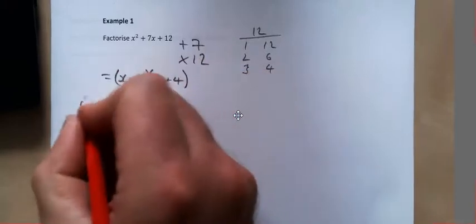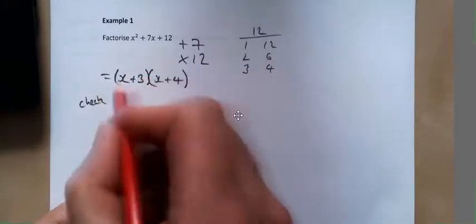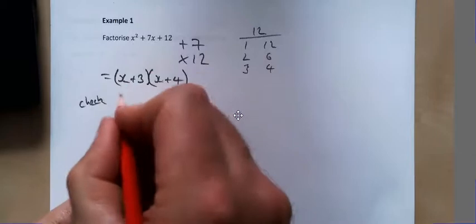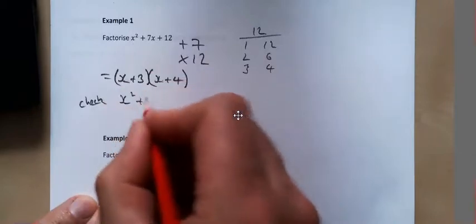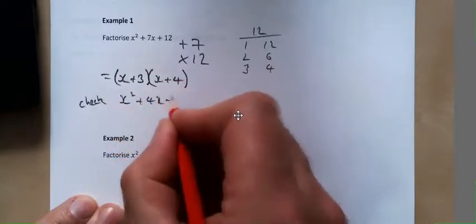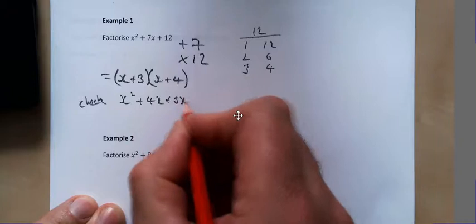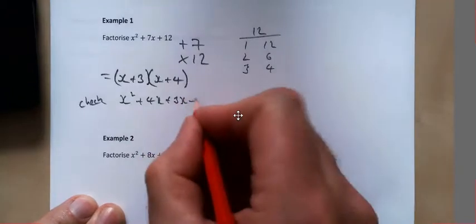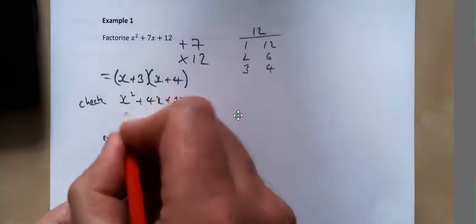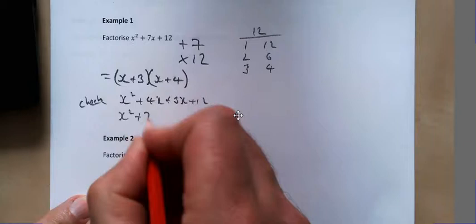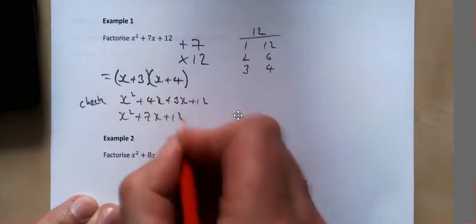It's always good to do a wee check for the odd one here. FOIL: x times x gives me x squared, outer plus 4x, inner plus 3x, and last plus 12, and if we simplify that we get x squared plus 7x plus 12.